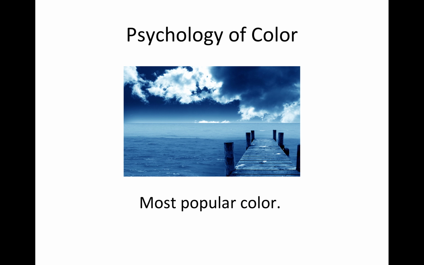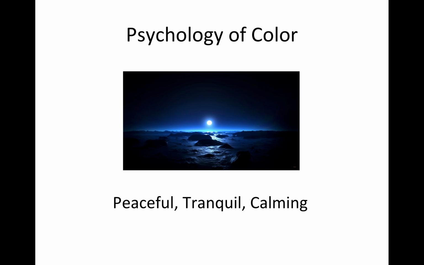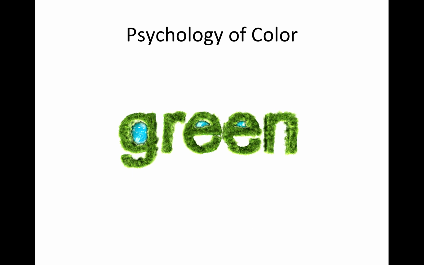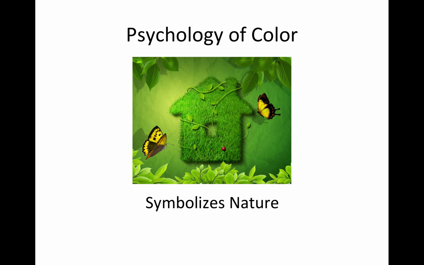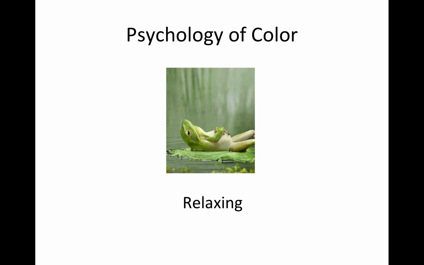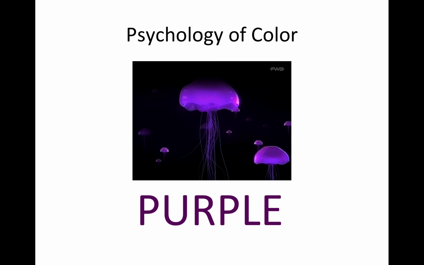Blue is the most popular color. It is peaceful, tranquil, and calming. Blue makes people more productive. In a blue room, weightlifters will lift heavier weight. Green symbolizes nature, improves vision. The human brain can see more shades of green than any other color, and is considered relaxing.